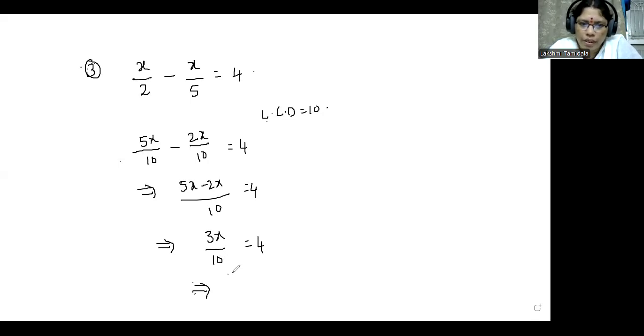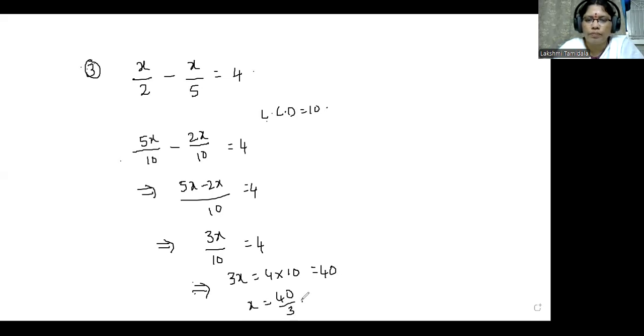So what we do is, first 3x, here 10 is dividing. So if we take 10 to this side, this is getting multiplied. So 4 times 10, which is equal to 40. Now here 3 is multiplying this x. So if we take 3 to this side, this gets divided here. So x is equal to 40 over 3. So this is the solution for this equation.